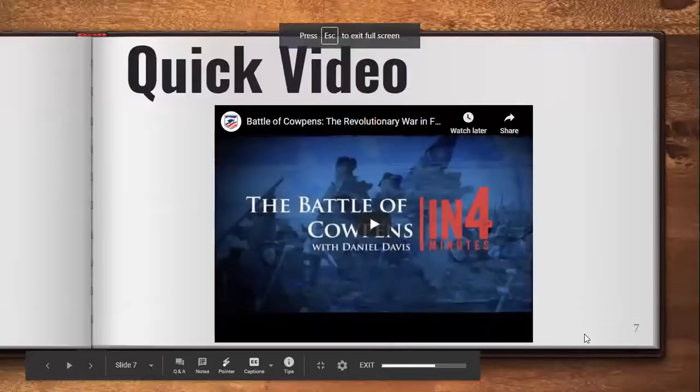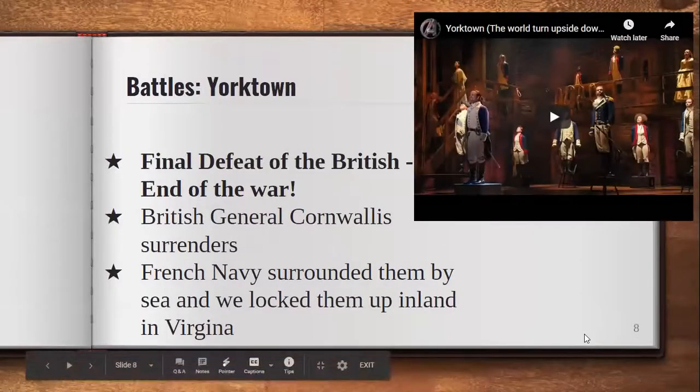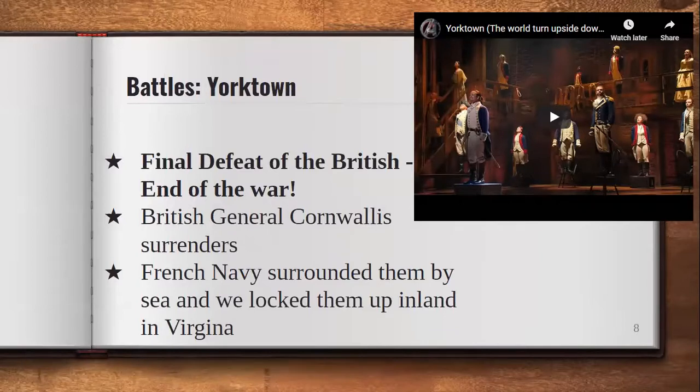There we go. Okay, so that just gave you a little idea about Cowpens. Okay, so the next one is the Battle of Yorktown. I didn't skip any, did I? Okay, so this is sort of, as he was saying, the final ending battle. It's the final defeat of the British. So this is wrapping up and ending the war.